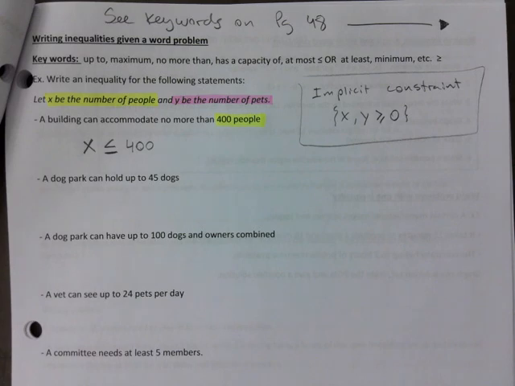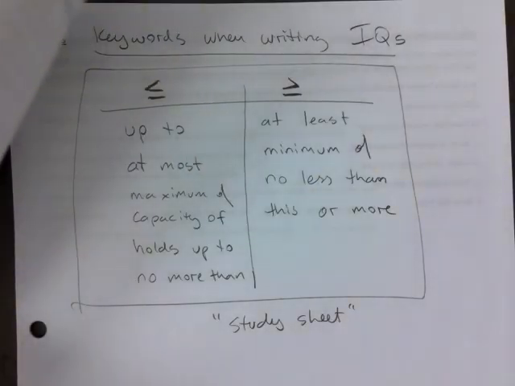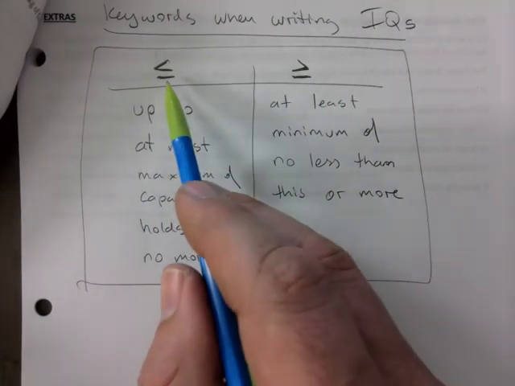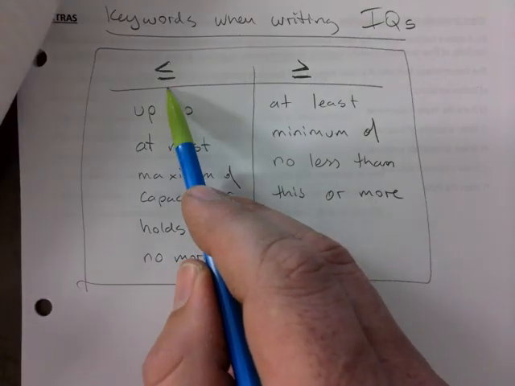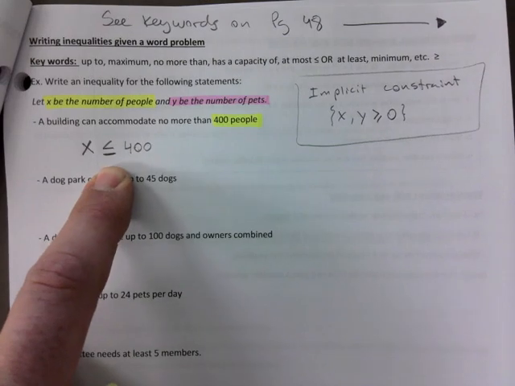If you go to 48, I don't even know if I have that as my keywords. I'm going to check. Oh yeah, it is right there. No more than. We have the inequality of less than or equal to, which is what I used there. So it's confirmed, right? It works.